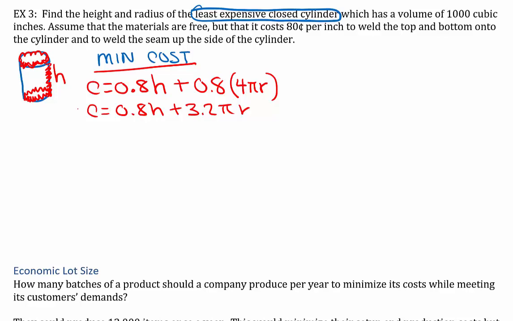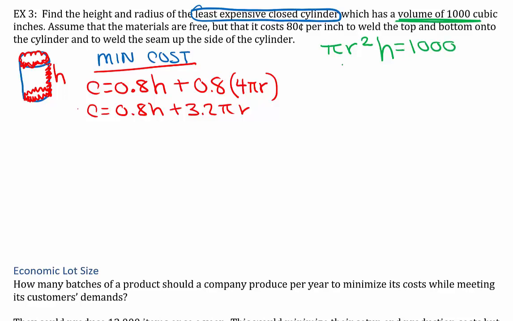Now, just like in the previous problems, our cost equation has 2 variables. We need to get this in terms of 1 variable. So we have to write a second equation. They give us another piece of information. They say volume is 1,000. And so the volume of this cylinder would be the area of the bottom, pi r squared, times the height of the cylinder, and that has to equal 1,000.